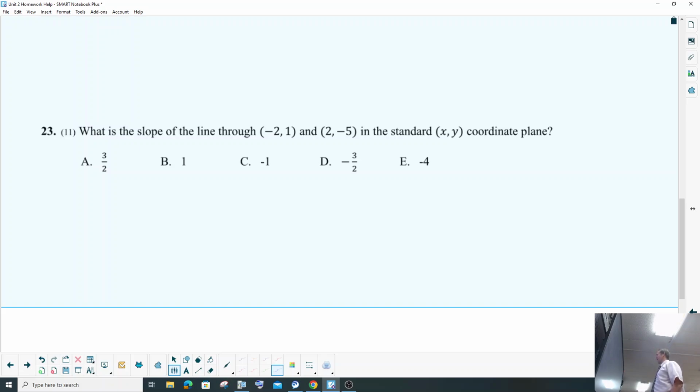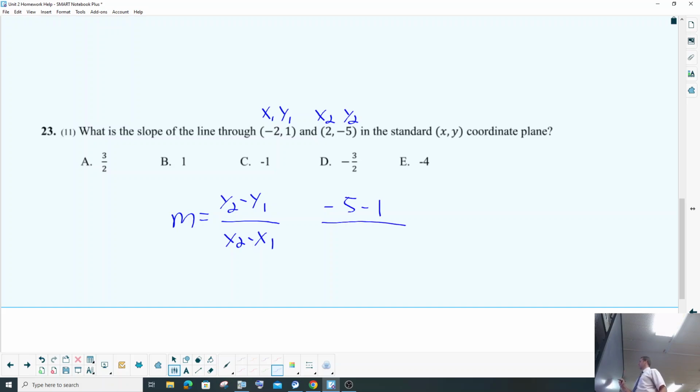What is the slope of the line? Oh, you remember the slope formula, don't you? You got to know that for the ACT. So it's m is equal to y2 minus, what is it? You know, come on. y1 over, what is it? x2 minus x1, good. And so this is our x1, y1, x2, y2, good. So we go -5 minus 1 all over x2, which is 2, minus x1. Careful, that's a -2. Good.